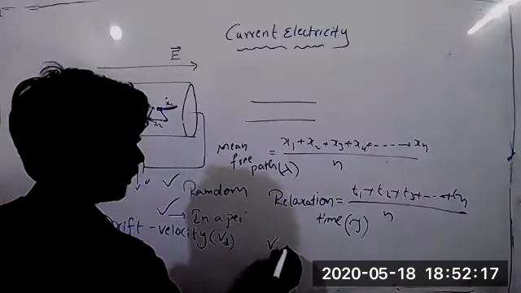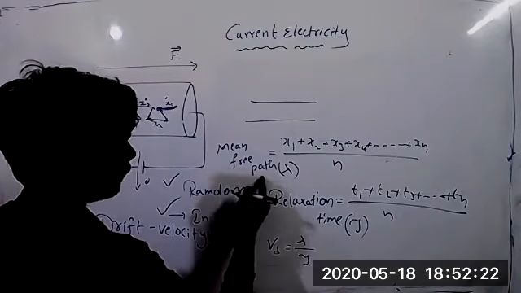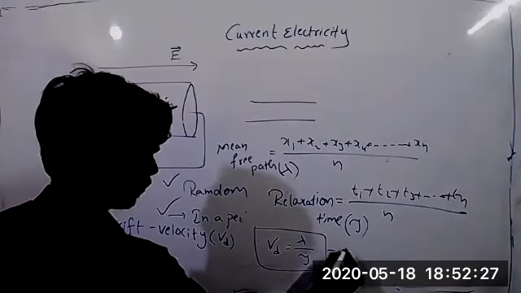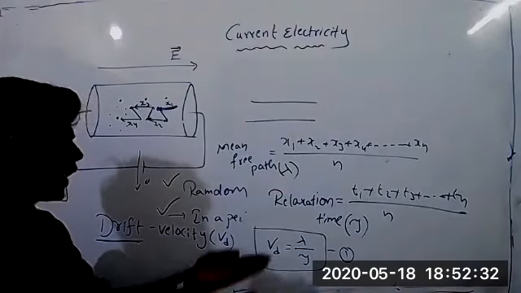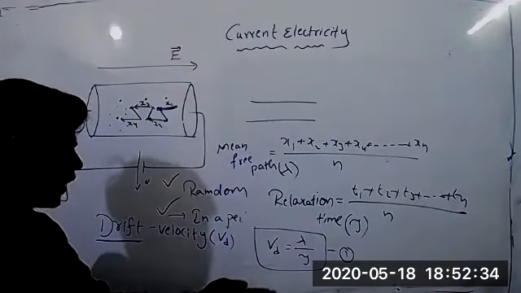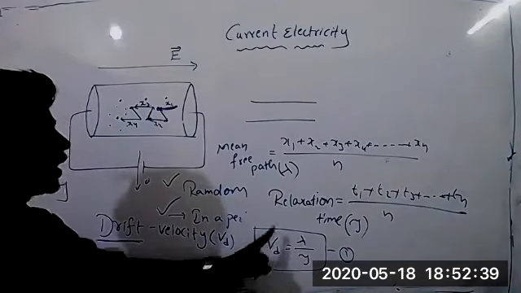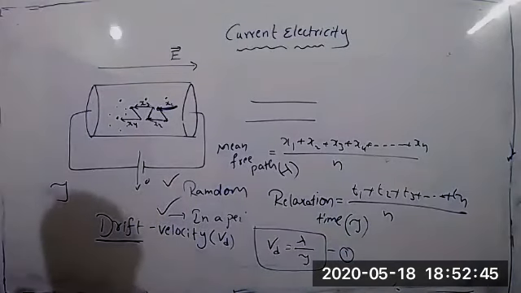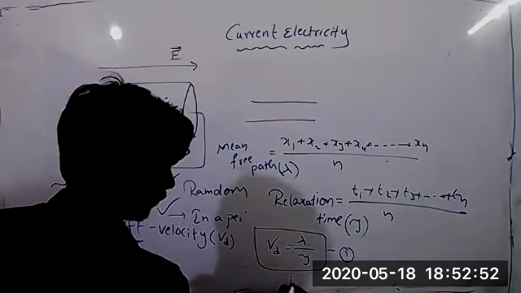Drift velocity equals lambda by tau, meaning mean free path by relaxation time. It is just one formula, not related to the current. It is the original formula for drift velocity. After this I will give you the relation between current and drift velocity. Drift velocity is a minimum velocity, a very small velocity, of the order of 10 to the power of minus.